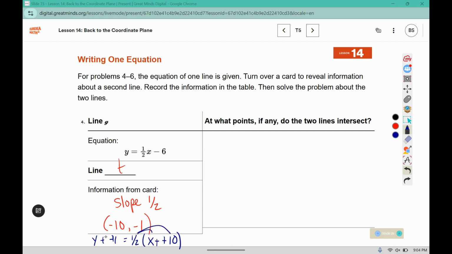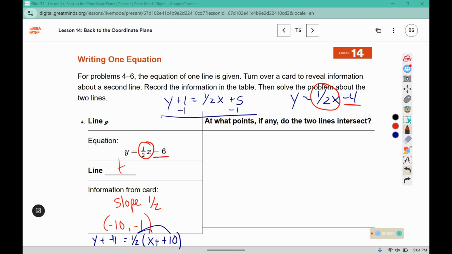You might also distribute. So we have y plus 1 equals 1/2 x plus half of 10, which is 5. If we subtract 1 from both sides, that gives us the equation y equals 1/2 x minus 4. Notice these two lines have the same slope, but different y-intercepts. So this has no solution.